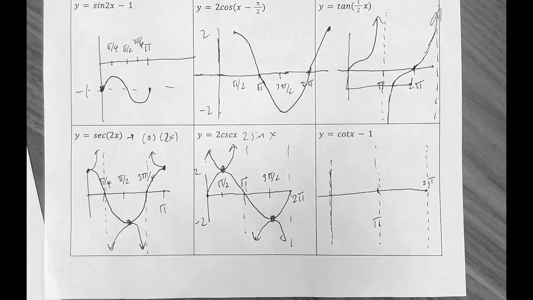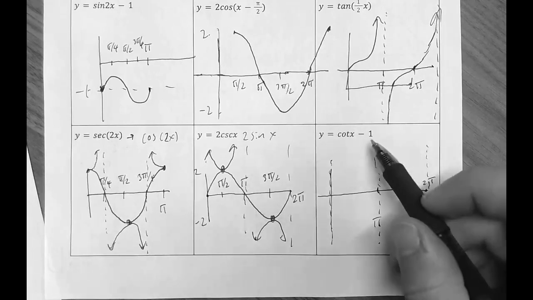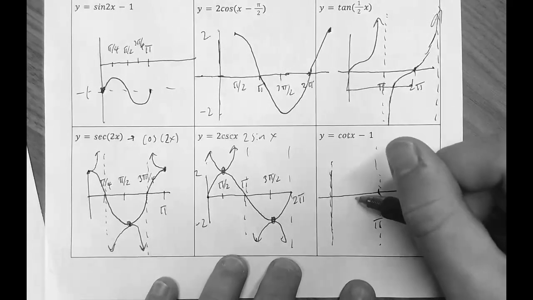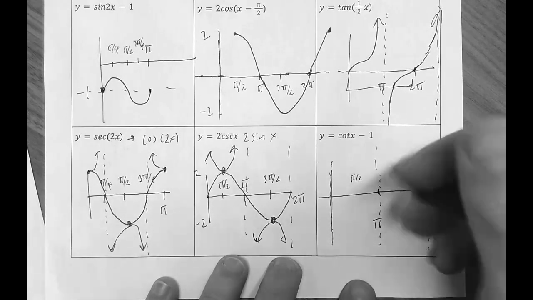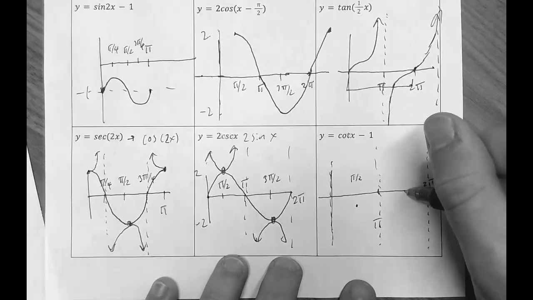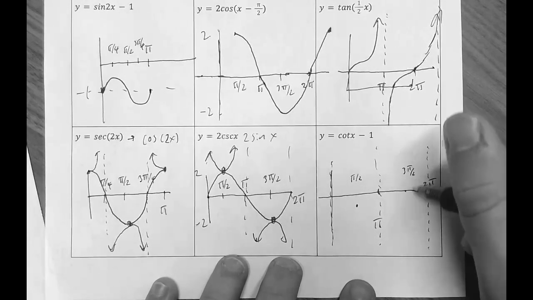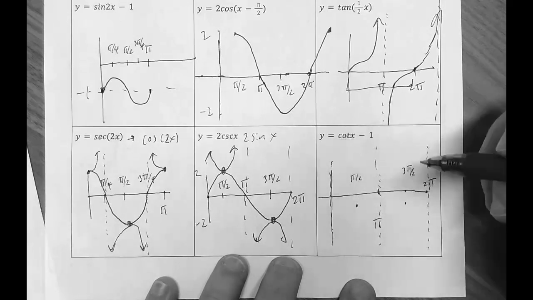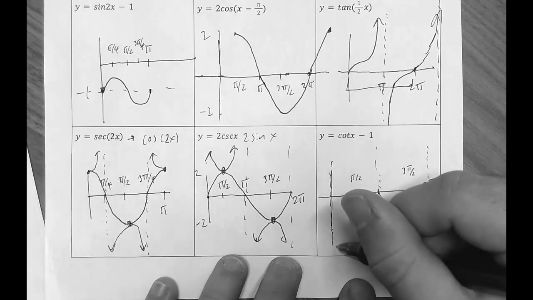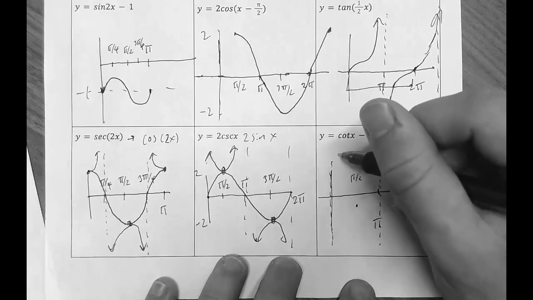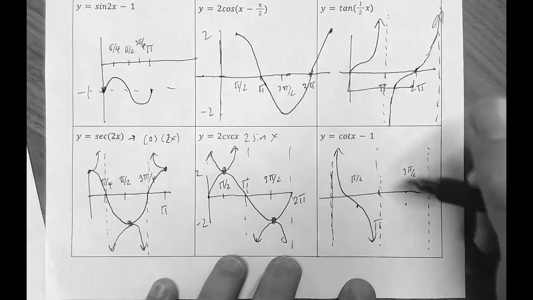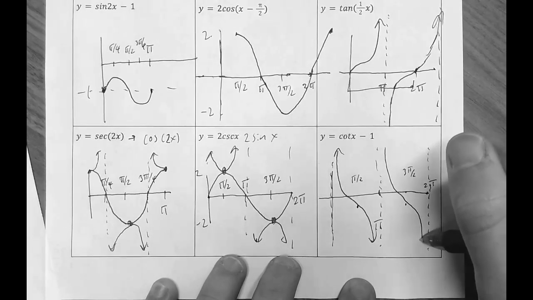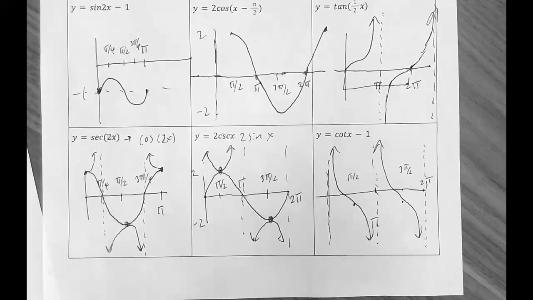And then we're shifting down by minus 1. In the midpoint here, so at pi over 2, that's where my cosine is 0. I'm going to be down here at negative 1. And at 3 pi over 2, I'm going to be down here at negative 1. And then rather than it going up from the left, cotangent decreases, so it comes down like this. Okay, that is it. That is part 2 of the final review.